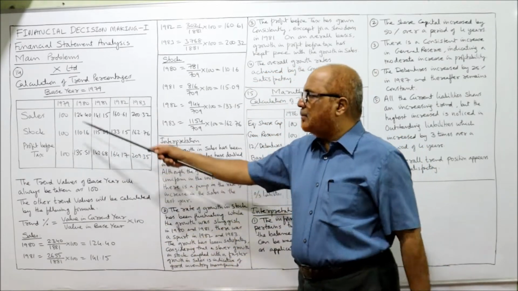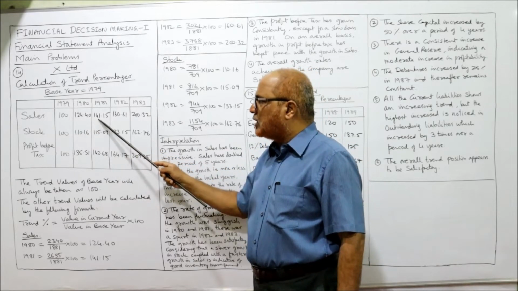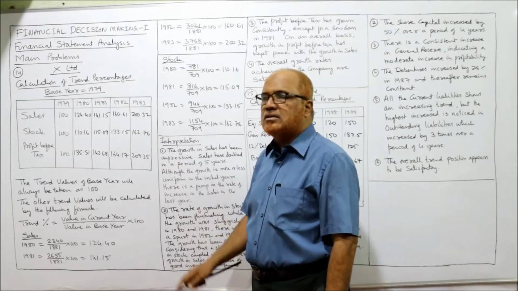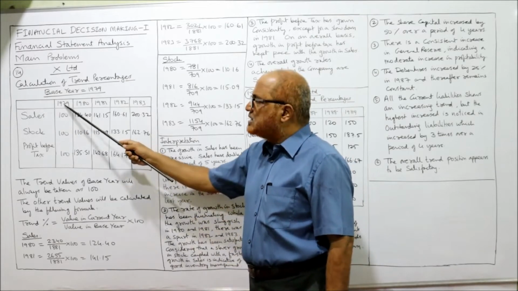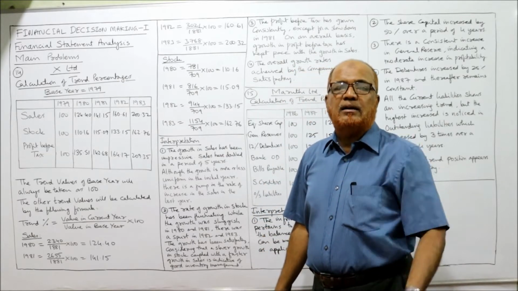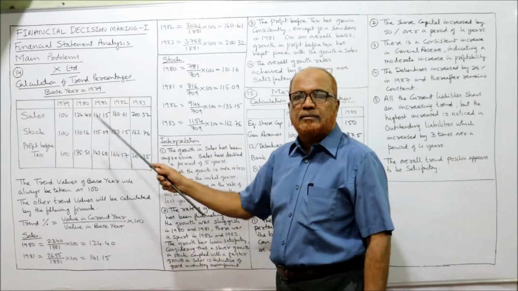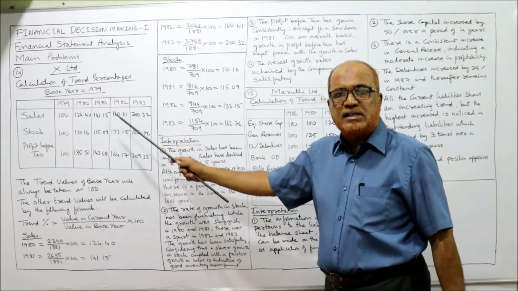100 is the sale in the base year. Now it has increased to 124, 141, 160, 200. Double. 100 will become 200 from 1979 to 1983. That means sales have doubled during the period of 5 years. In 5 years, sales have doubled. That is the observation for sales.